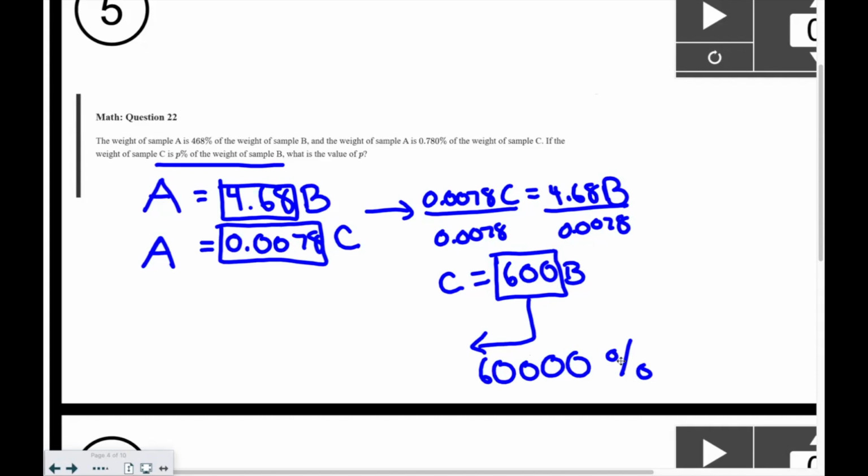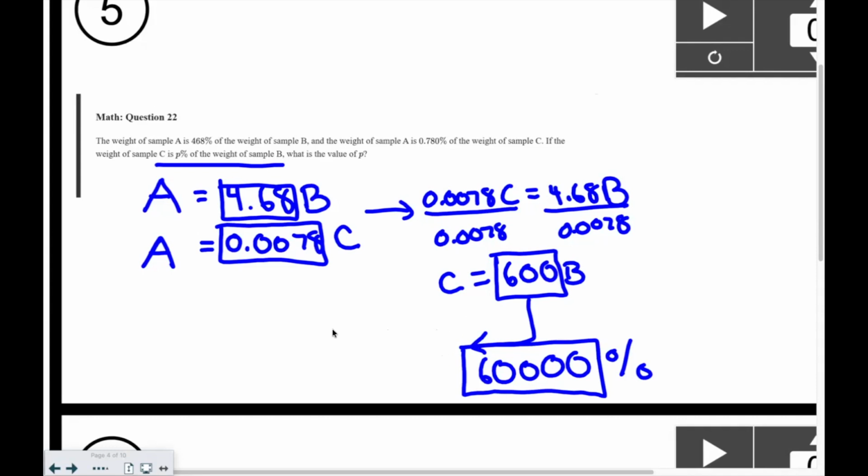So that's why it's a hard problem, because it's so strange. You wouldn't expect an answer that large. But you have up to 5 characters, so it kind of makes sense. So the answer, even though it's 60,000%, what they want is the value of P. So the answer you would put is 60,000. Just to be clear, it became the 60,000 because of the decimal.